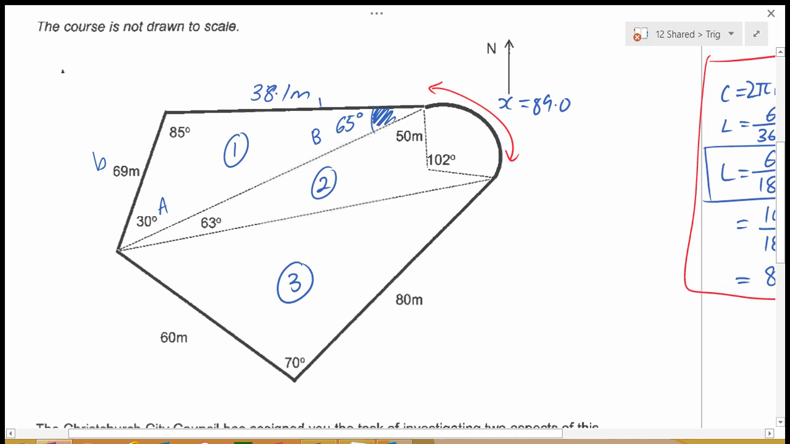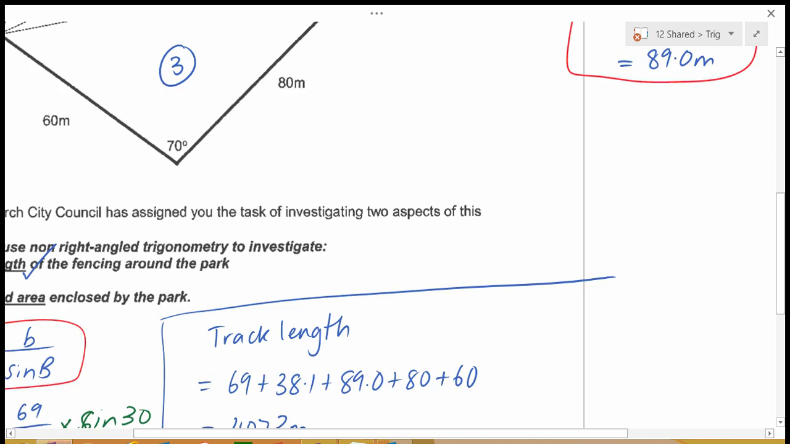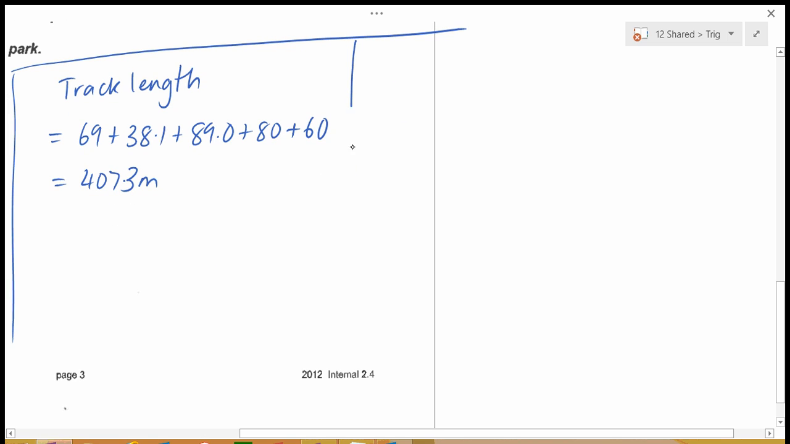So I'll start with 1 because that's pretty straightforward. So this would be our angle C, and then we've got A and B, so it's going to be a half AB sine C. So let's do those areas now. So area 1, here we go.